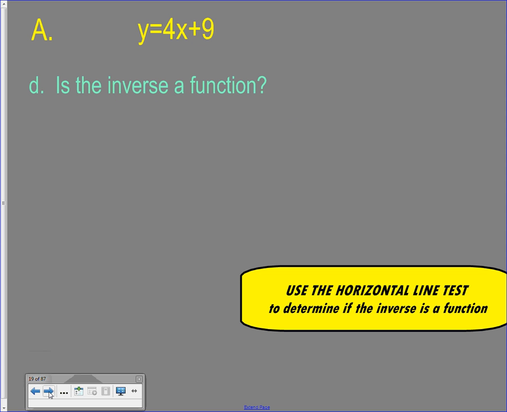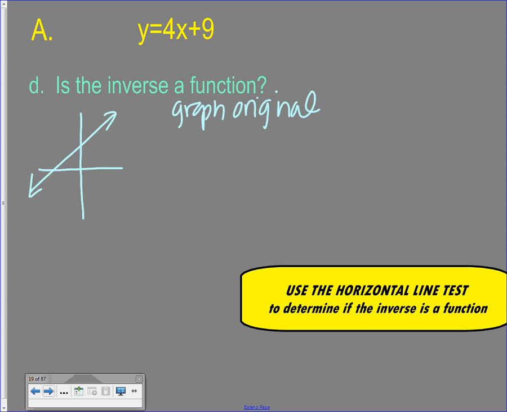Part D says, is the inverse a function? What we want to do is look at the graph of the original. The original graph is 4x plus 9, and hopefully you can tell me that that is a diagonal line. If you can't remember, you can graph that in your calculator. Now, to see if the inverse is a function, we are going to use the horizontal line test. We have learned about the vertical line test before, and the vertical line test tested the original. But now we're talking about the inverses, so we're going to flip it.